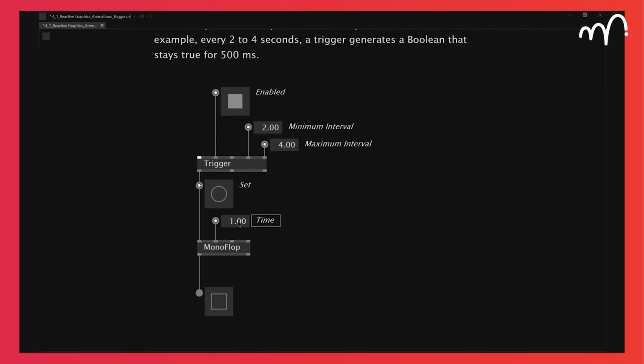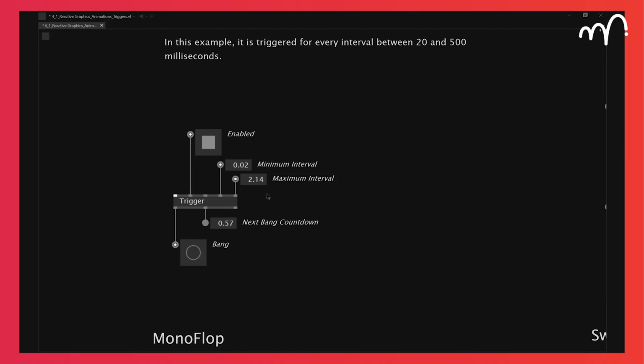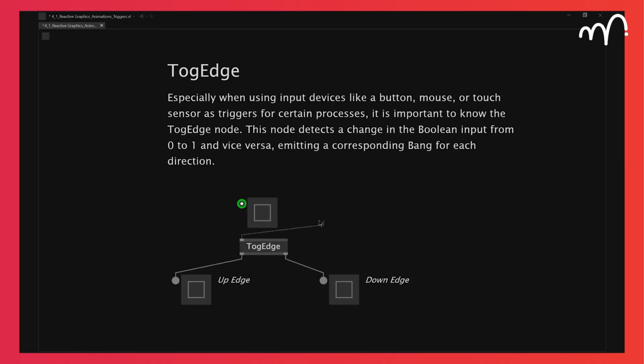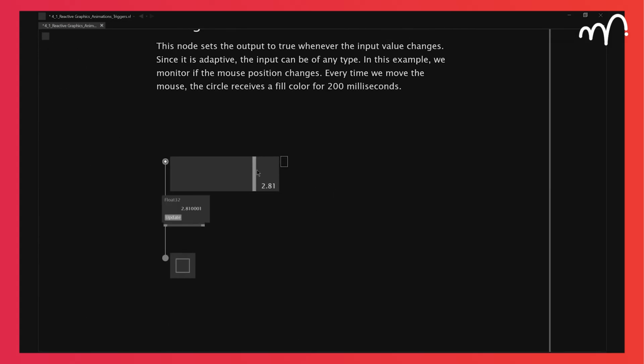A monoflop sets the output to true for an exact specified amount of time after receiving a bang. And if you need to quickly swap two values, you can use the swap node. Finally, when working with physical inputs like a button or a touch sensor, you need the TogEdge node. It detects the exact moment the Boolean input changes from 0 to 1 or vice versa, outputting a bang exactly when the change occurs.